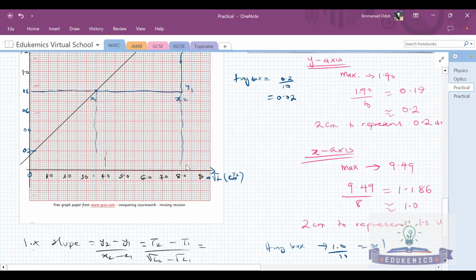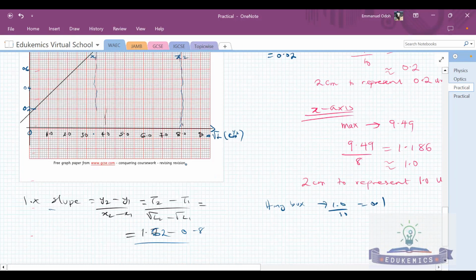With L1 here, that is 8.0 minus 3.5. So if I use my calculator, 1.62 minus 1.62 minus 0.8, I'll have 0.82 over 8.0 divided by 3.5, which was 2.257.